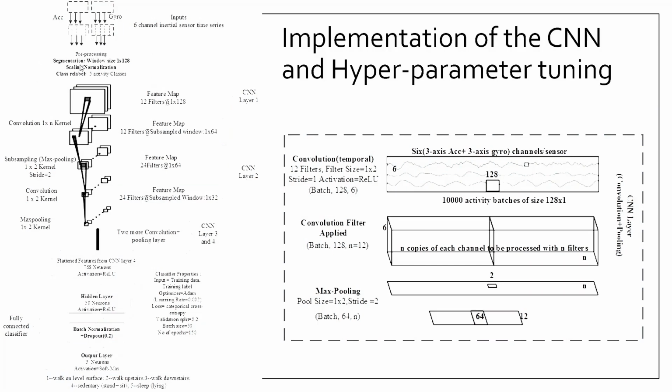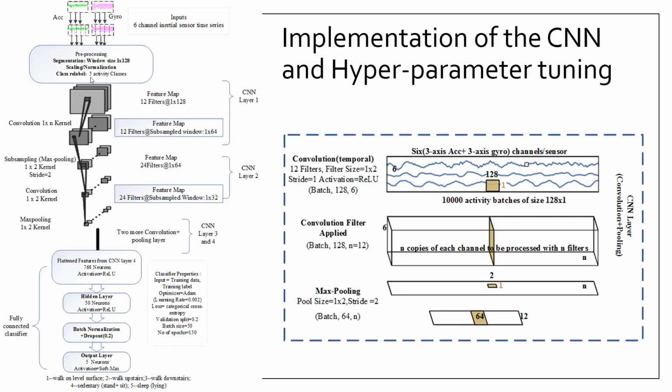Once we have the activity windows segmented with their associated class labels, in this case we have 5 different activity classes such as walking on level surface, walking upstairs, downstairs, and sedentary activities such as stand, sit, and sleep activity. Once the data is ready with the training windows and the training labels, we pass it through the convolutional neural network. So in the network, depending on how many layers of convolution we have used, the finer detail from the time series will be extracted.